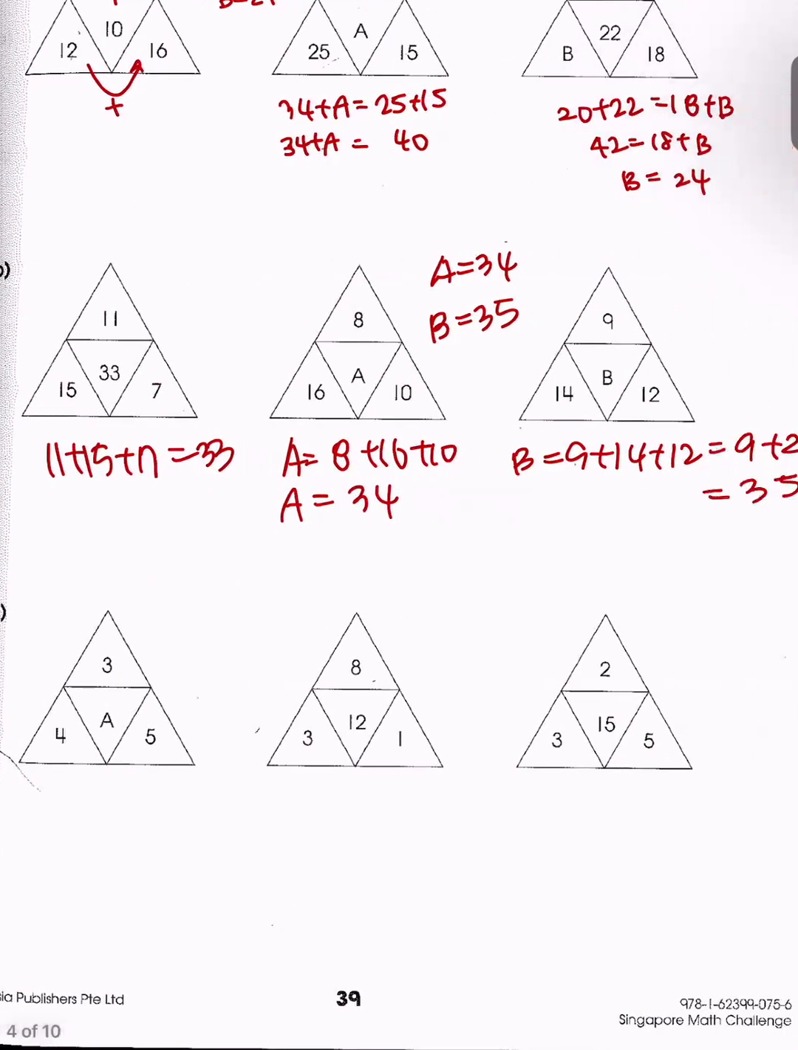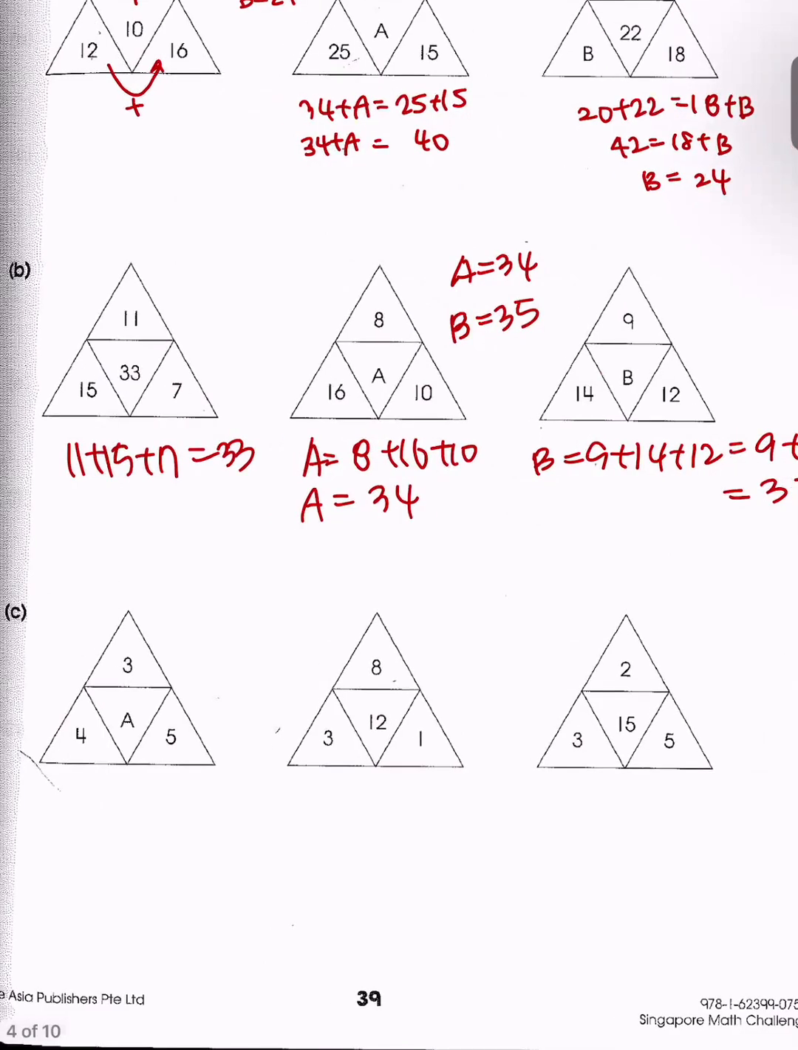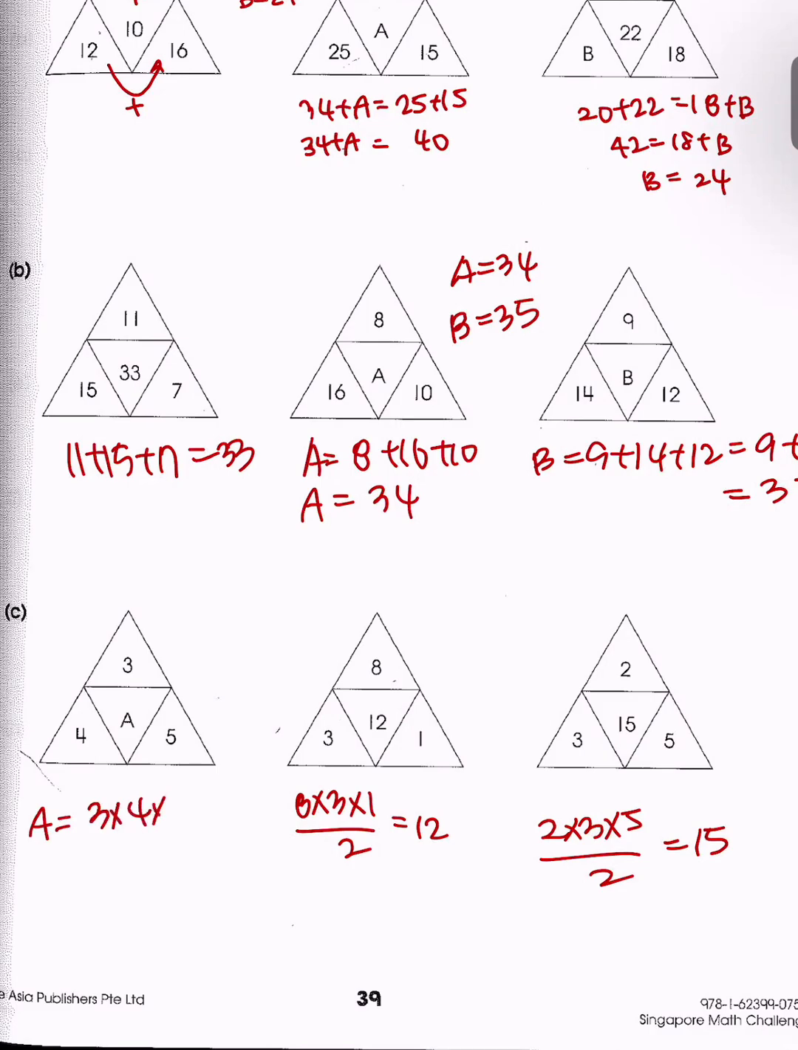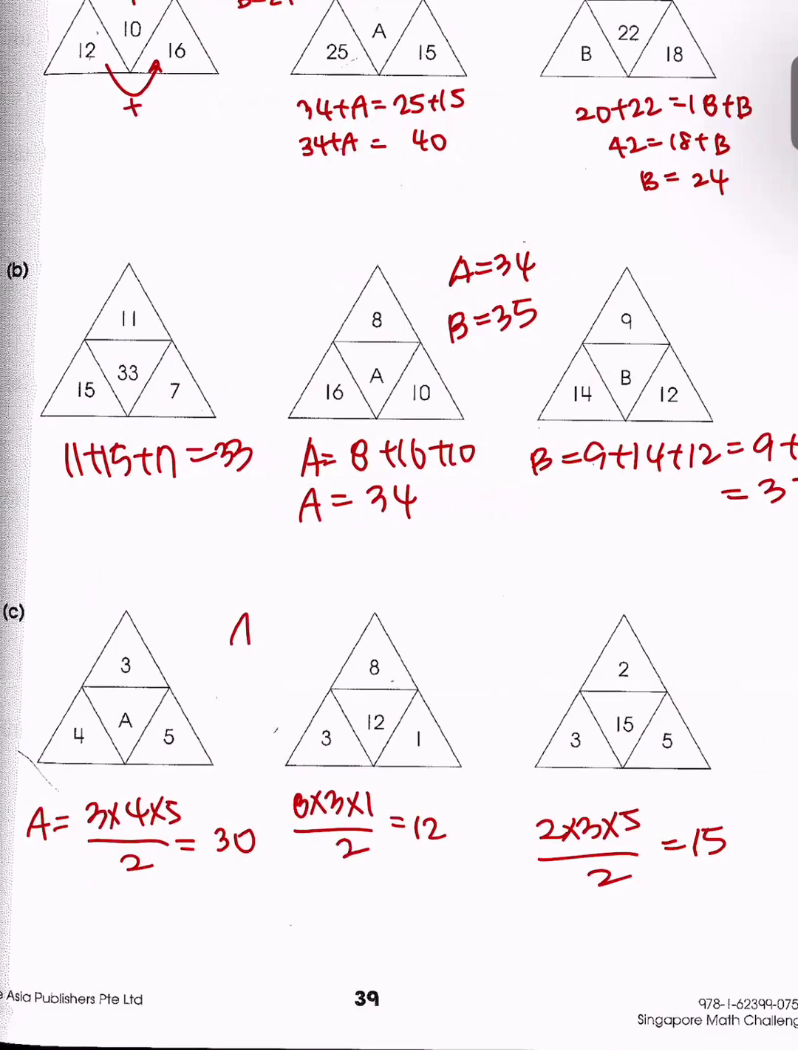So for C, we know that 8 times 3 times 1 divided by 2 is equal to 12. So what that tells us is we multiply the numbers in the outer triangle, divide it by 2, and we get the inner triangle. We'll test and see if that's correct using the third triangle. So 2 times 3 times 5 divided by 2 is 15, so that pattern is correct. So A is going to be 3 times 4 times 5 divided by 2, and so that is going to give us 30, and A equals 30.